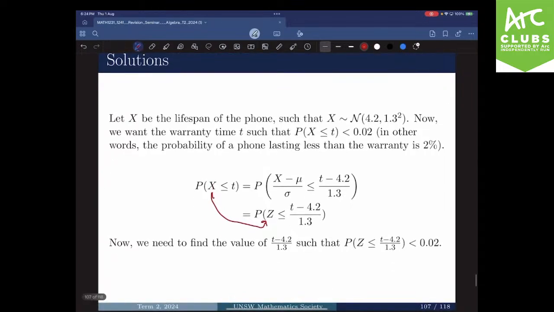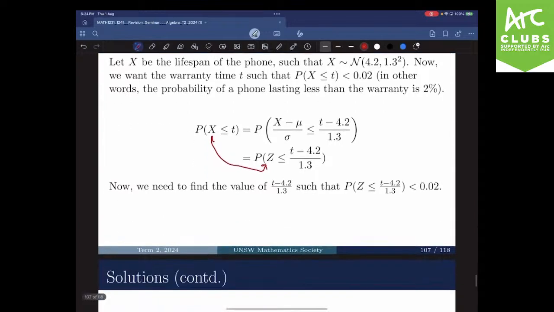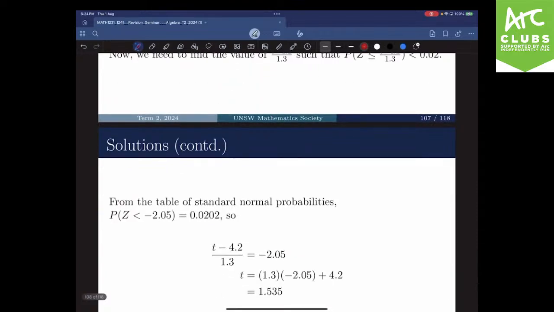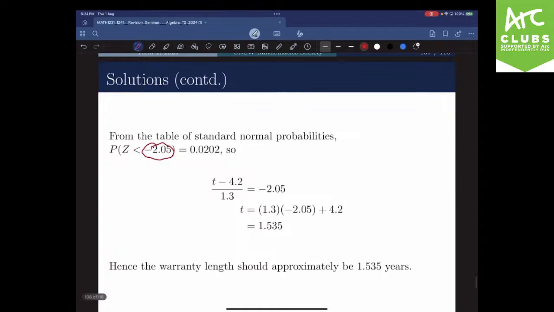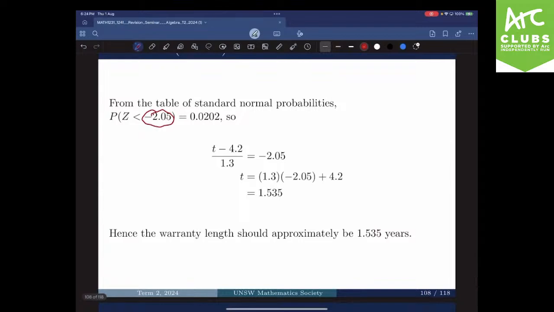And then all we essentially have to do from here is go into the table and find the z-score that corresponds to a probability of 0.02. From the table, this z-score would be equal to negative 2.05, just to be the closest, so that's why we use this. Then we get (t - 4.2) / 1.3 should be roughly equal to negative 2.05. So t is equal to 1.535. So that's why we should probably be doing a warranty length of 1.535 years, despite having an average lifetime of 4.2.